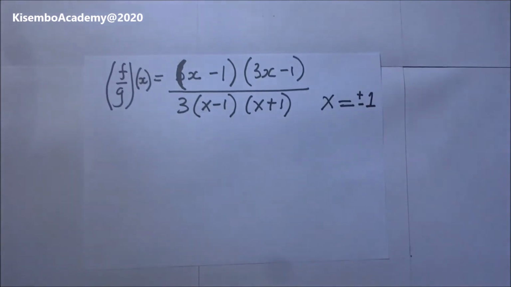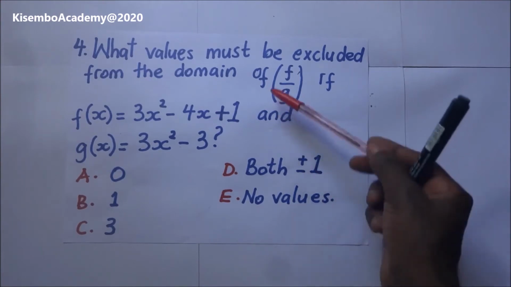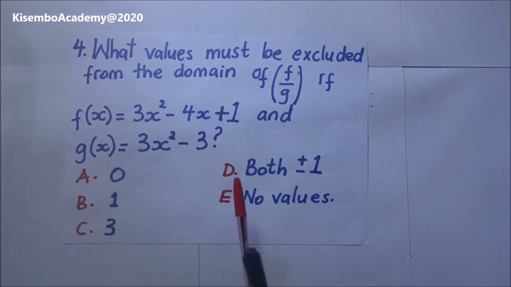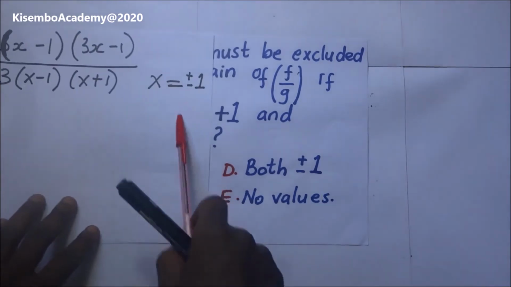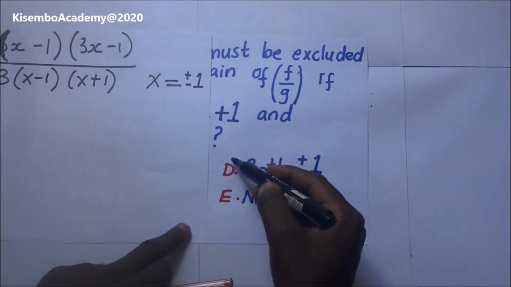And so, going back to our question, it is asking us to find the values which must be excluded from the domain of the quotient of the functions f over g. If f of x was that and g of x that, the answer is definitely D. x should not be positive or negative 1, so our answer here is D.